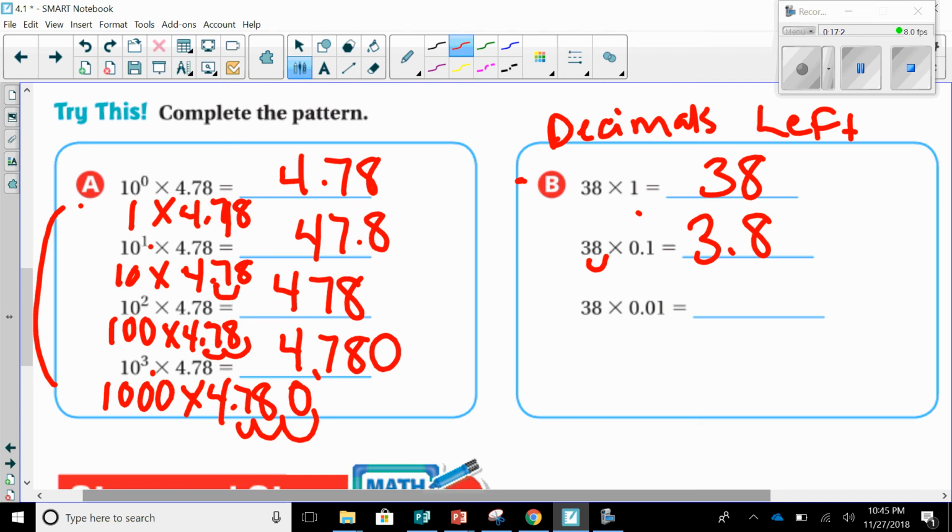So I'm down here multiplying 38 times 1/100. Okay, I have 2 spots after the decimal point, so I'm going to move 2 spots to the left. So then I have 0.38 as my answer. Okay.